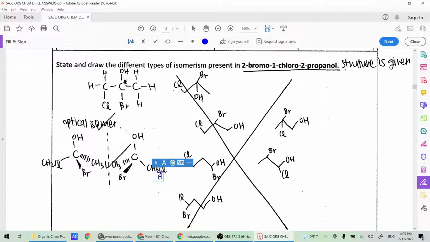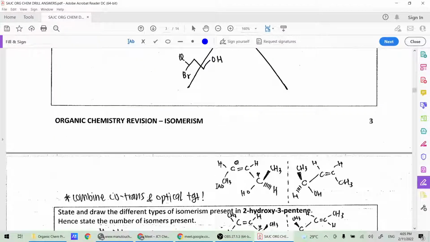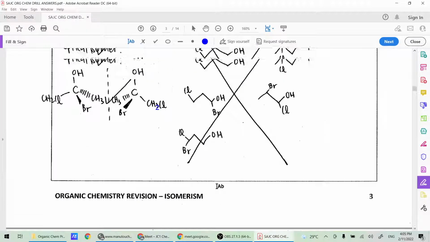I think this is me trying to type the correct name of this compound. But again, check that your optical isomers have been correctly drawn. Make sure that your dash and your solid wedges are pointing in the right direction, alright?